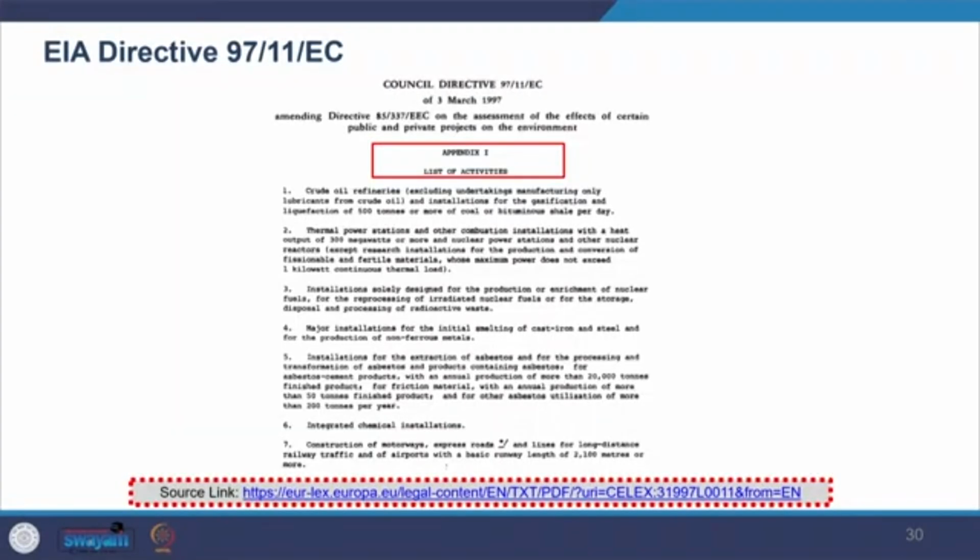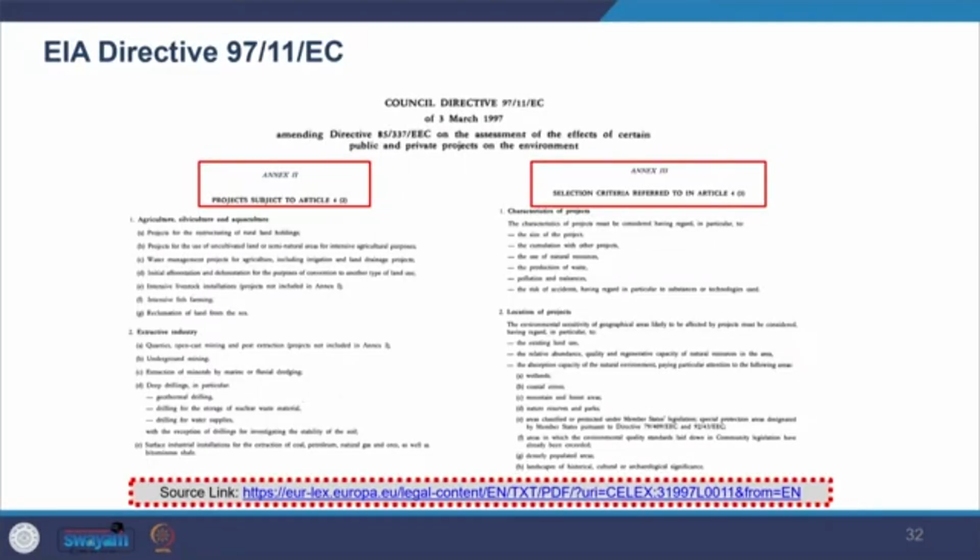And here, through this directive example, you can see that in the directive, projects like crude oil refinery, thermal power station, nuclear fuel, major installations, constructions, and so on are added to the list of activities which need to be considered under EIA. So, as per the convention, the list is refined and amended in the process. That's how it impacts any country's EIA process.